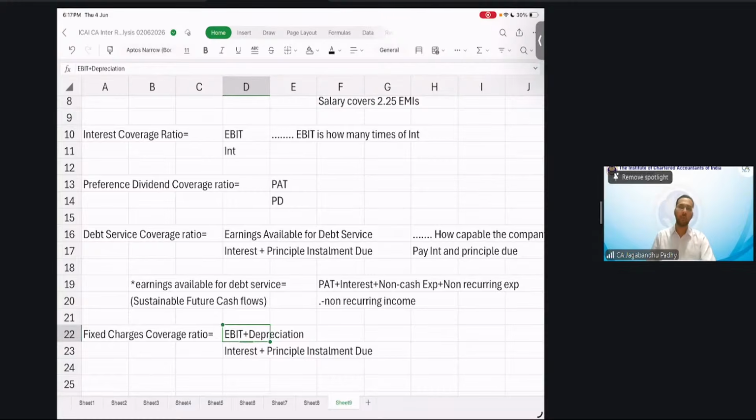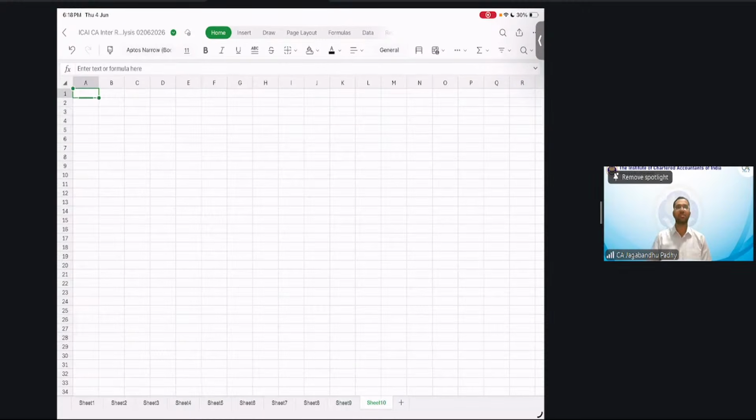So these are the 4 coverage ratios which are quickly going to tell us how capable our company is when it comes to the repayment of principal, or whenever we talk of payment of any fixed nature that we have. Okay, fine. Let's go for the next ratios now, guys.